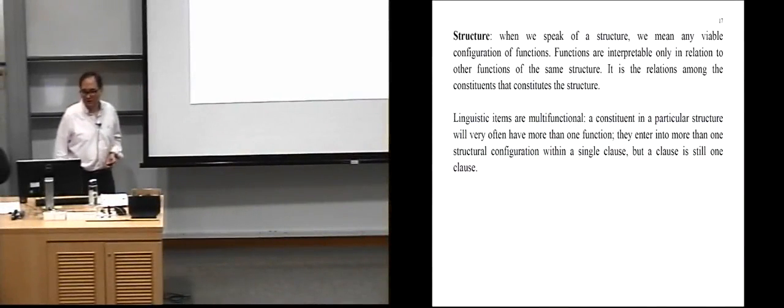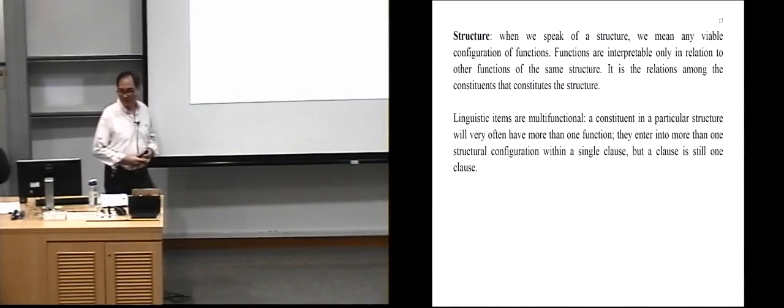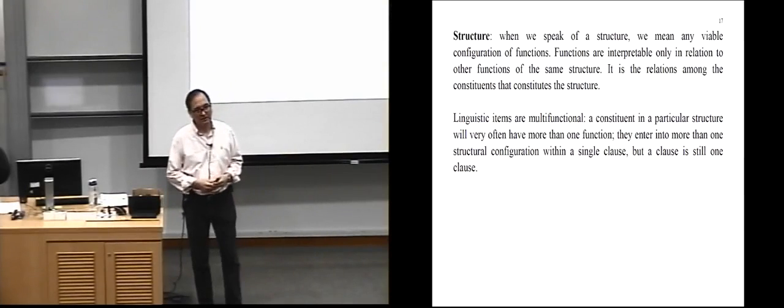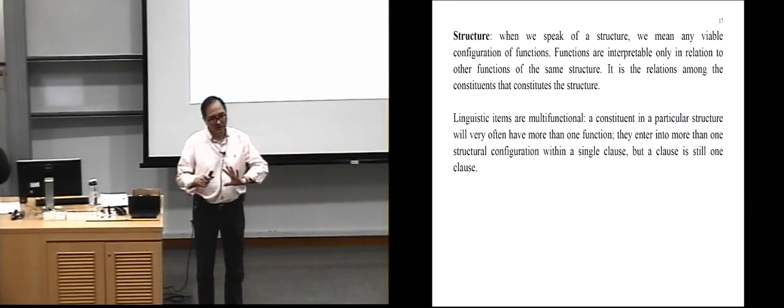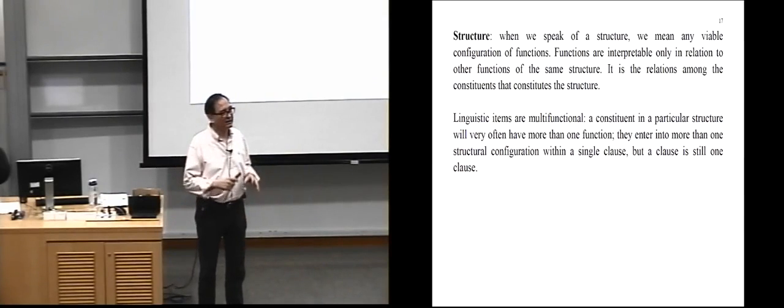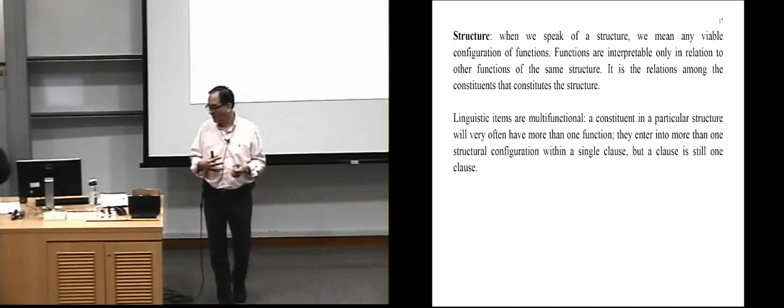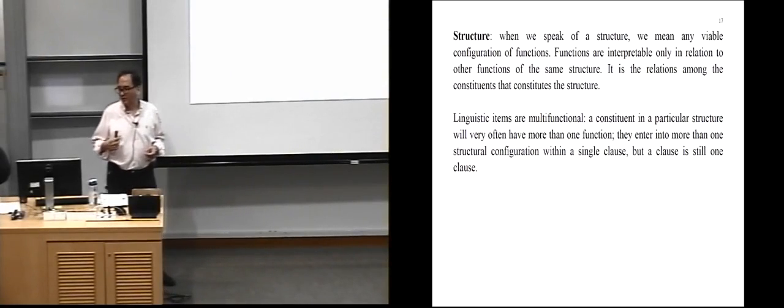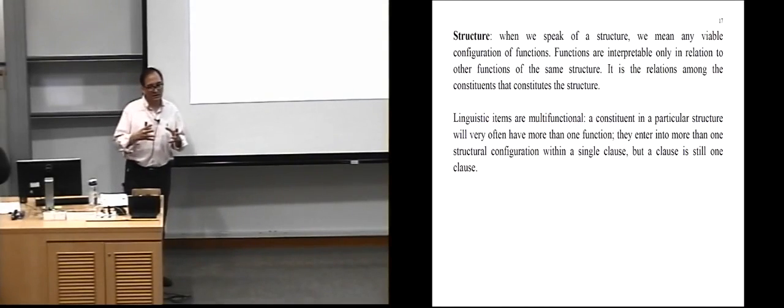When we speak of structure, we mean any viable configuration of functions. So the structures we're going to be talking about are not necessarily the physical structures. They're what we call functional structures. So they're combinations of different types of functions that go together and help us to understand what's going on in the text. So the functions are interpretable only in relation to other functions in the same structure. So I'll give you examples of what I mean by this in a minute. But the structures are made up.